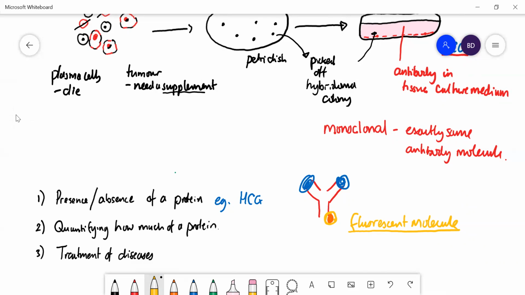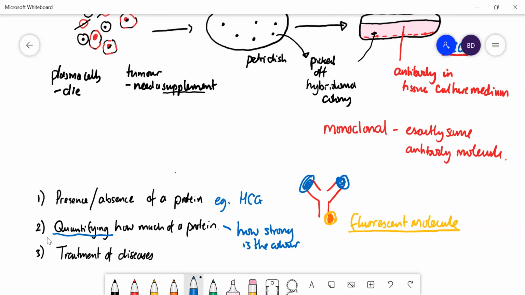Okay, so now this can then be expanded a little bit. You can use it to quantify how much of a protein you've got, not only just say it's there or not there, and that's because you've got this colored or fluorescent molecule on the end, so you basically just measure how intense is the color. Okay, and the amount of color you've got is proportional to the amount of protein you've got. So that'll tell you how much you've got there. So you could measure a patient's blood to see if they're diabetic, to see are they producing any insulin, are they producing inadequate amounts of insulin. You measure the amount they're producing.